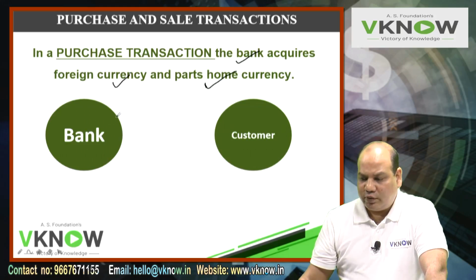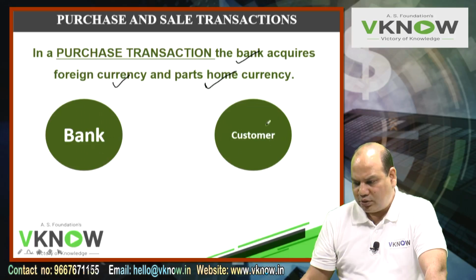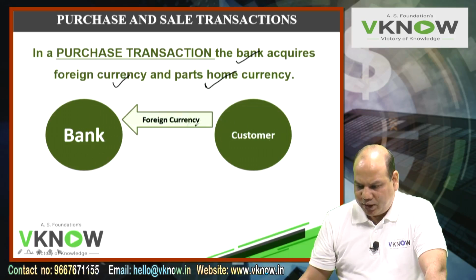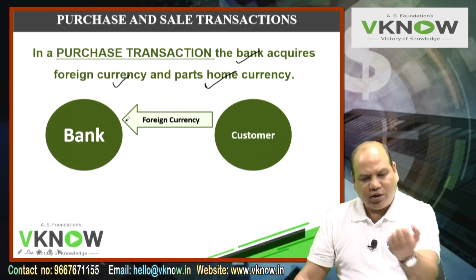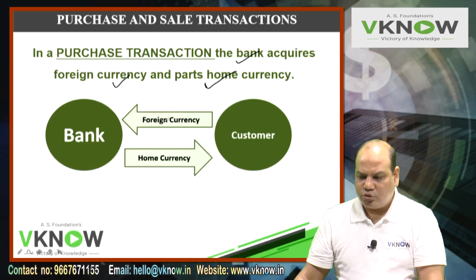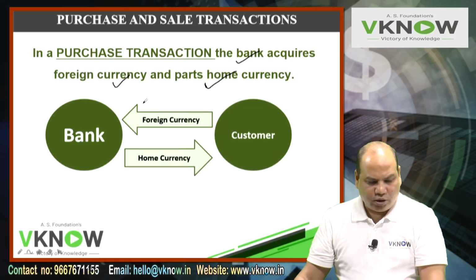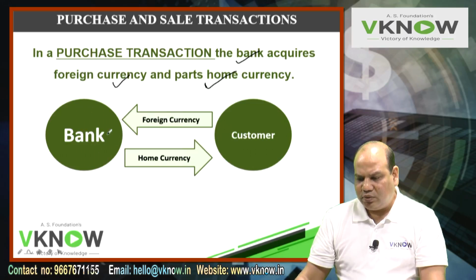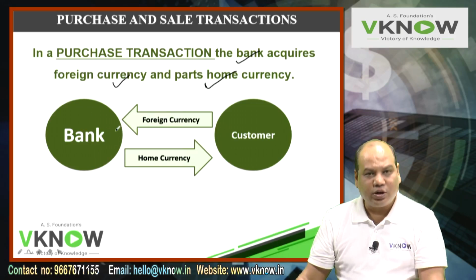Again, one more thing, whenever you have a doubt, draw this diagram. In a purchase transaction, the bank purchases foreign currency. See the arrow. The bank is receiving foreign currency and the bank is giving home currency. So you take a notebook. If you have not yet started writing in the notebook, then write the name of the chapter, Foreign Exchange Management. Paragraph 30, one diagram.